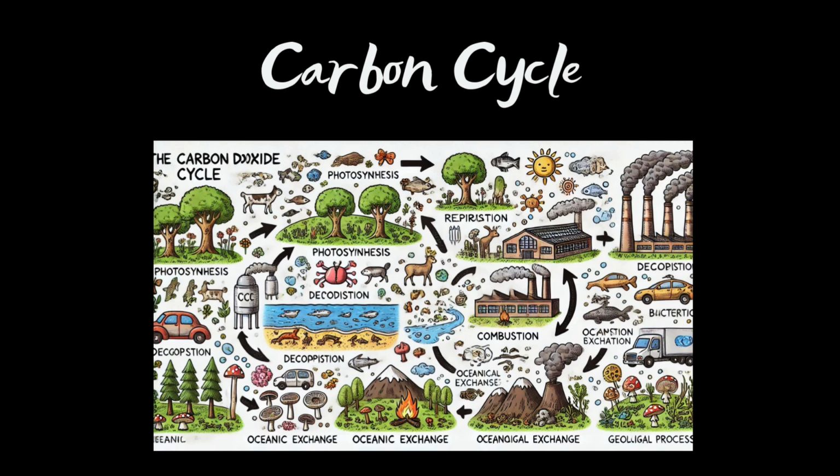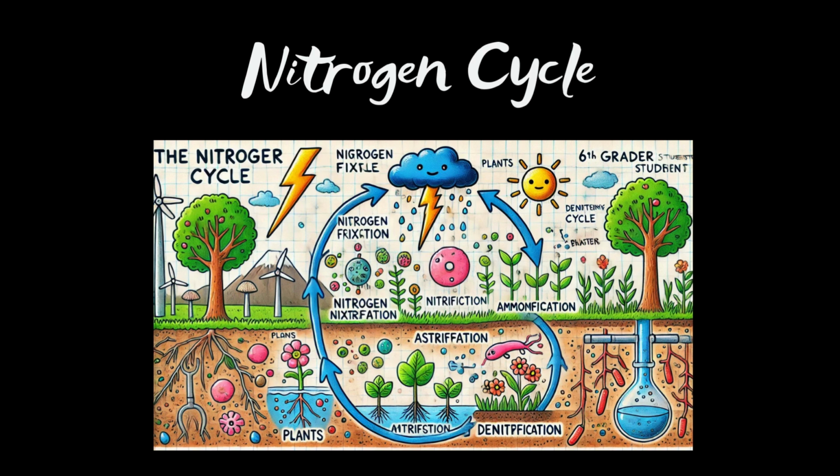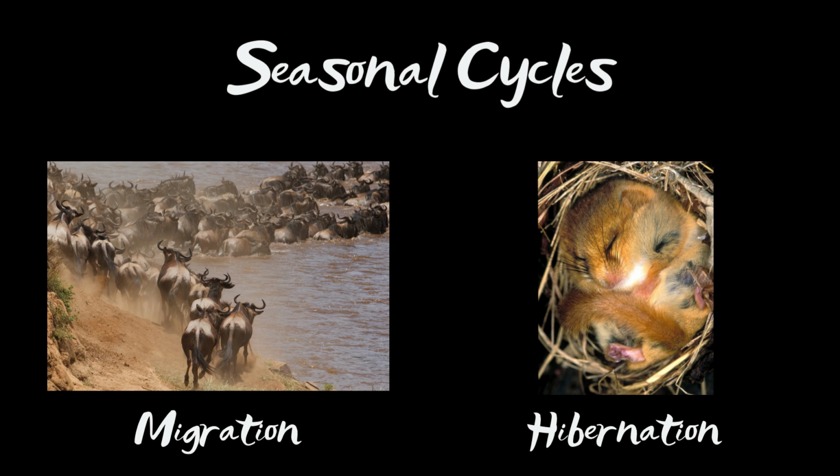Carbon cycle: exploration of how carbon is cycled through the biosphere, atmosphere, hydrosphere, and geosphere, emphasizing the impact of human activities on carbon levels. Nitrogen cycle: explanation of nitrogen fixation, nitrification, assimilation, ammonification, and denitrification, and their importance for all living organisms. Seasonal cycles: discussion on how seasonal changes affect plant phenology and animal behaviors, such as migration and hibernation.